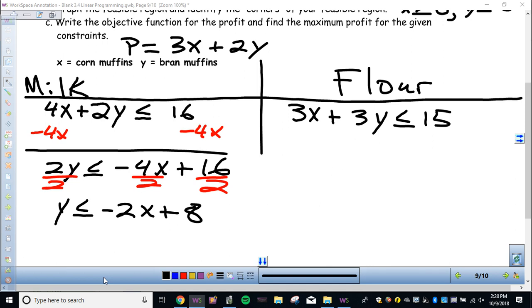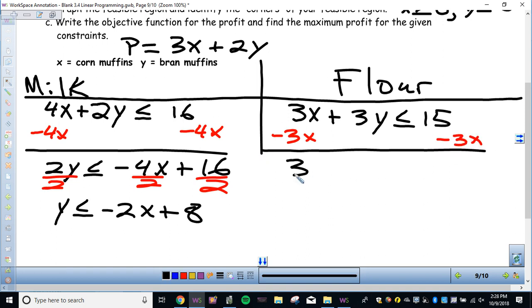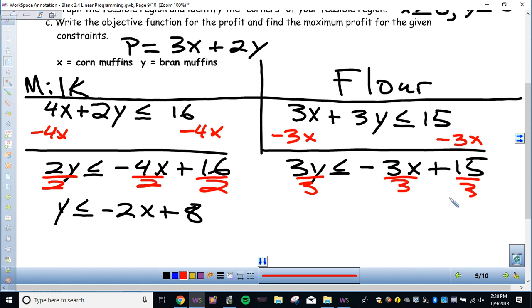Jana, what's the first step on the right equation? Minus 3x. So on this right equation, we get 3y less than or equal to negative 3x plus 15. What's the last step on that equation, Jack? Divide by 3, all three parts. So we get y less than or equal to negative x plus 5.